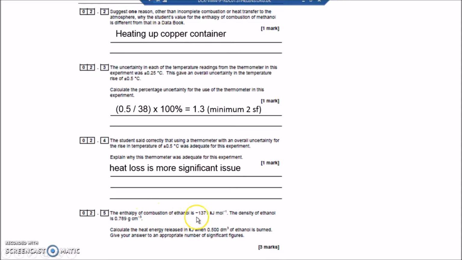The enthalpy of combustion of ethanol is minus 1371 kilojoules per mole. The density of ethanol is 0.789 grams per centimetre cubed. Calculate the heat energy released in kilojoules when 0.500 decimetre cubed of ethanol is burnt. So why would they give you a density? Density is mass divided by volume. They've given you the density and they've given you the volume, so they must want you to work out the mass of ethanol. That's the only way we could go if we've got density and volume.